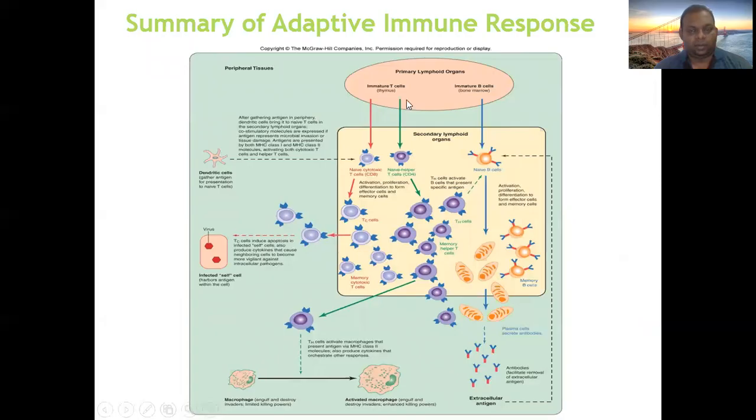So this is the pictorial presentation overall. Secondary lymphoid organ, primary lymphoid organ, formation of immature T cells and B cells, with the presence of viruses, antigen, and antigen-presenting cells, showing how naive cytotoxic cells and naive helper cells are activated. Then with the presence of a co-stimulatory signal, it goes to plasma cell formation and antibody production. At the same time, T helper cells activate macrophages as well as cytotoxic T cells, and they go and act on intracellular pathogens.